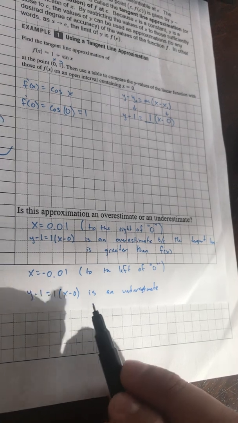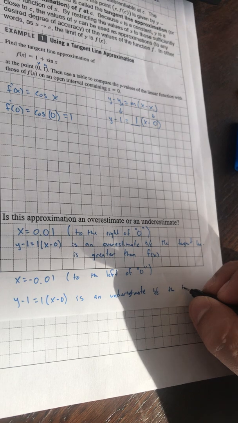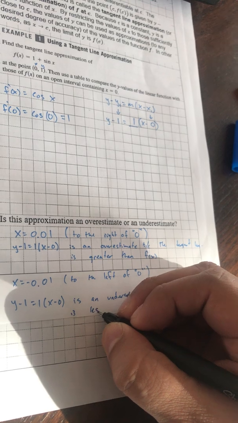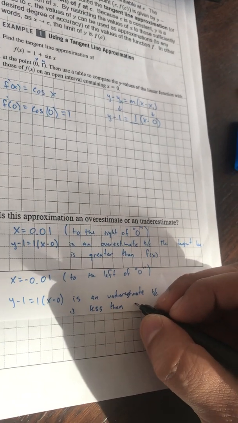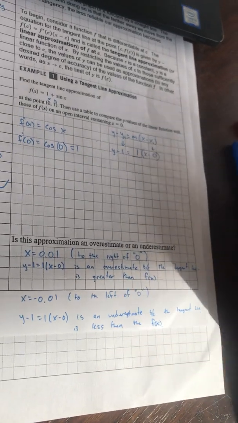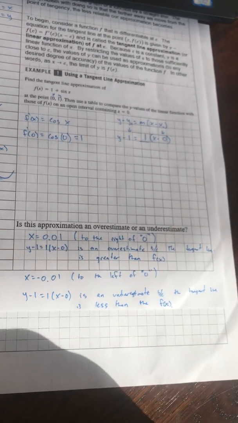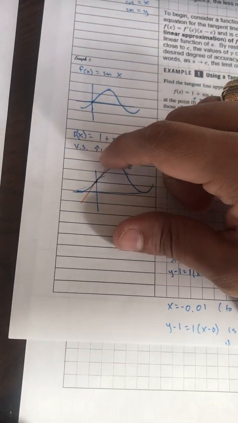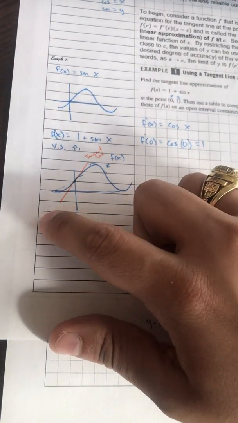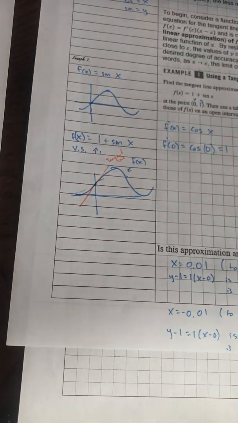So the tangent line is an underestimate because the tangent line is less than the function. Done. Now of course, guys, you can change the sentence around a little bit, but this is pretty much the gist of it. Because the tangent line on the right side is greater than the original function, it's an overestimate. And on the left side, because the tangent line is less than the original function, it is an underestimate.